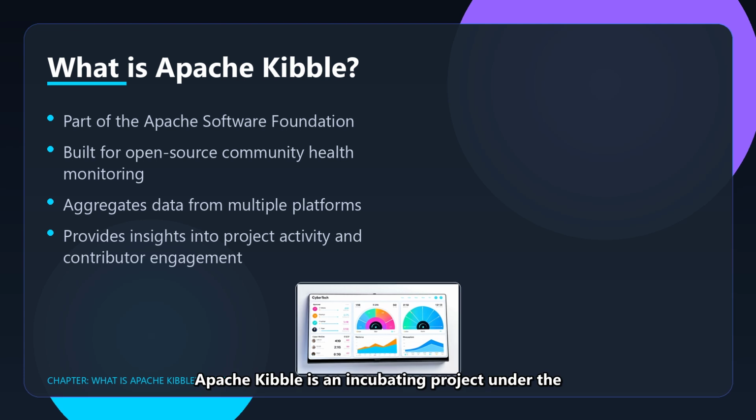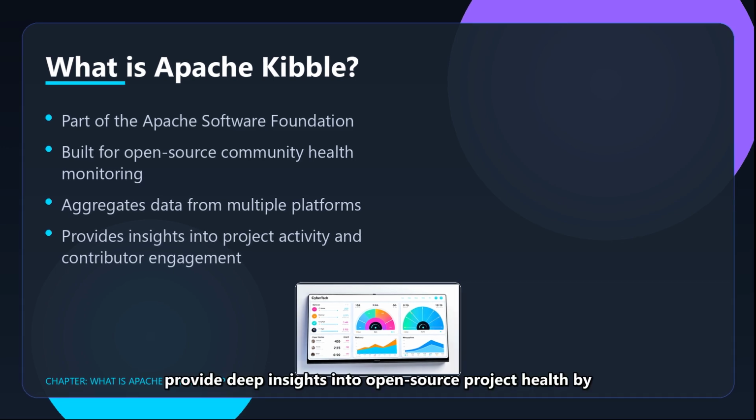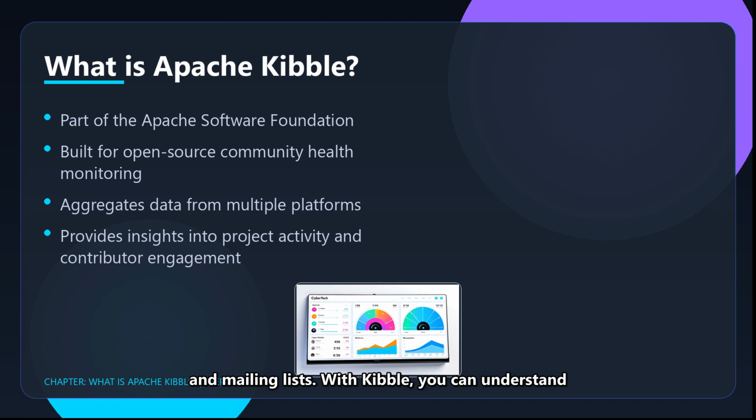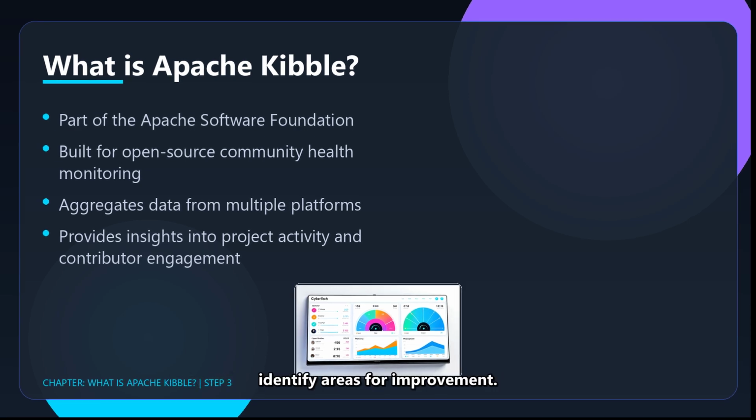Apache Kibble is an incubating project under the Apache Software Foundation. Its primary goal is to provide deep insights into open-source project health by aggregating data from platforms like GitHub, GitLab, JIRA, and mailing lists. With Kibble, you can understand how active your community is, track contributions, and identify areas for improvement.